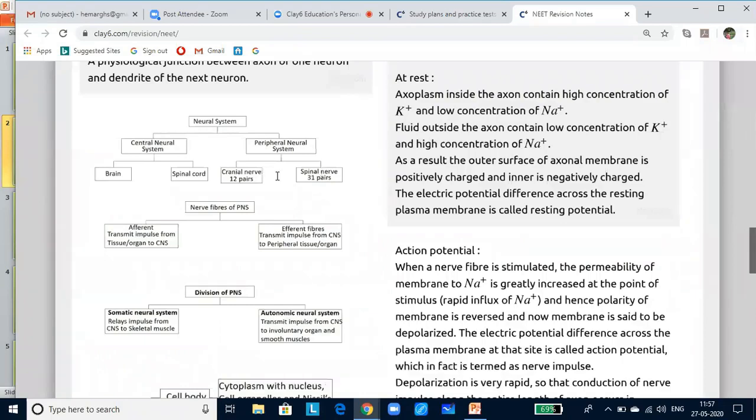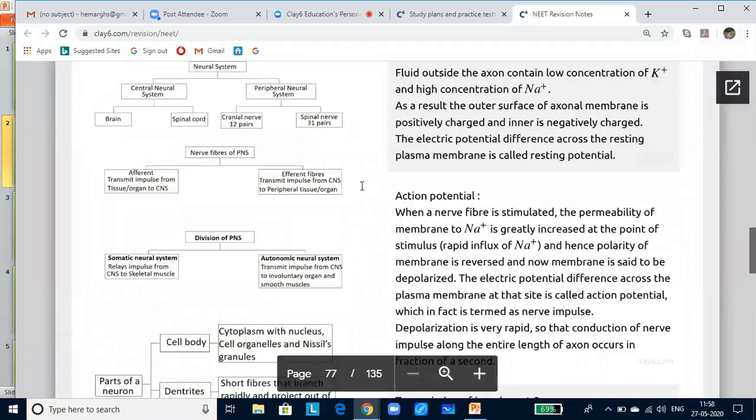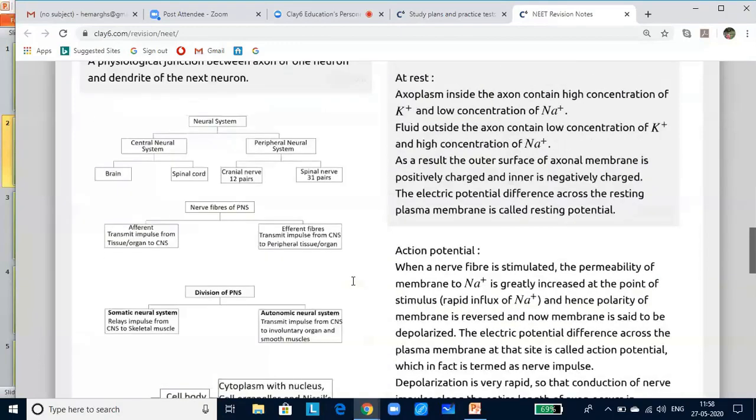Peripheral nervous system consists of cranial nerves and spinal nerves, and nerve fibers of peripheral nervous system can be afferent nerves and efferent fibers. And how are divisions of PNS? If you look at it, it is somatic neural system and autonomic neural system. So with this framework, I'm going to explain to you about the human brain and other parts in detail.